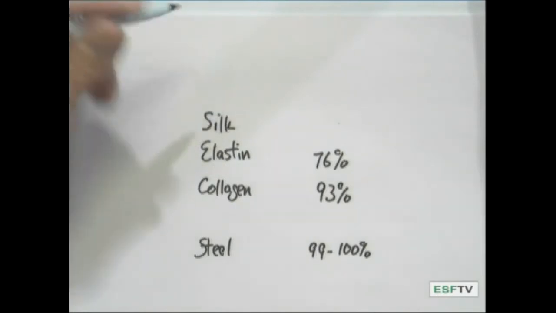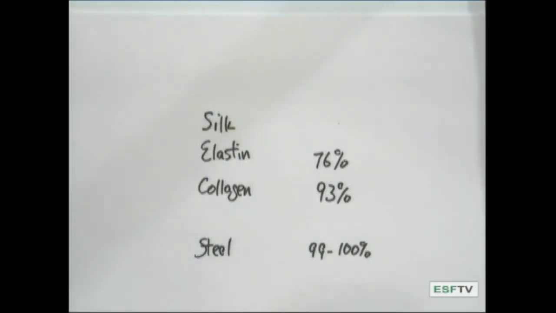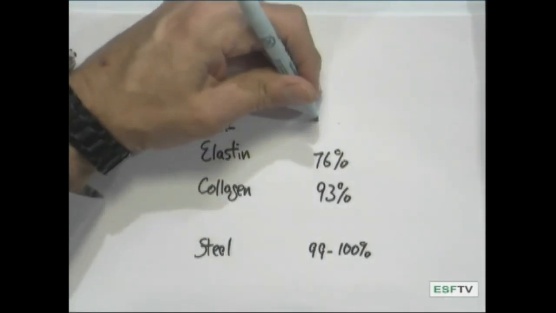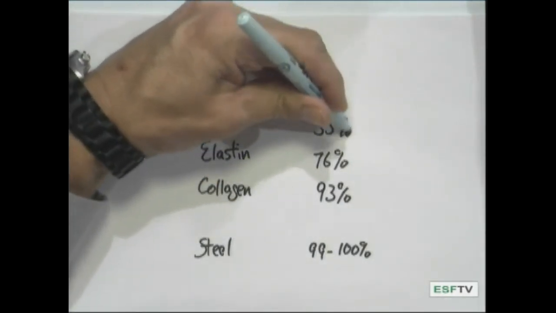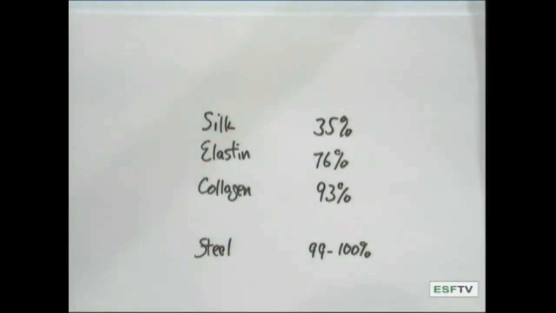Silk is a surprising substance. You'd expect silk to be quite strong because we keep hearing things about how strong silk is, but if you look at the resilience of silk, it's actually quite poor. It's about 35% or so. And this reflects the fact that silk is actually kind of a liquid crystal. It deforms very easily under strain.